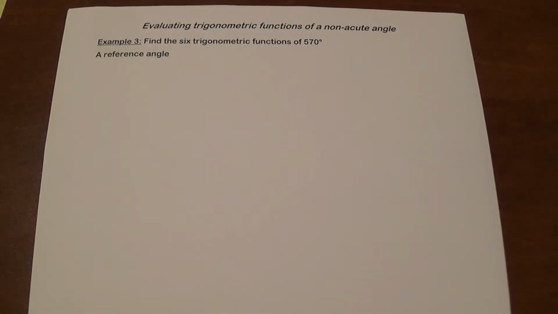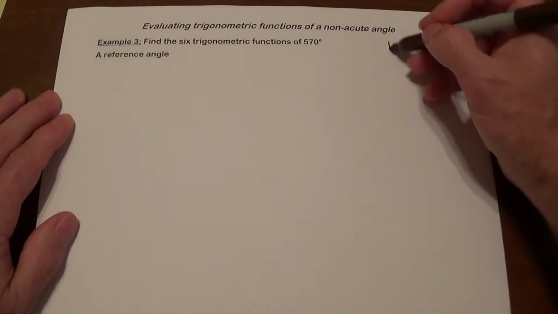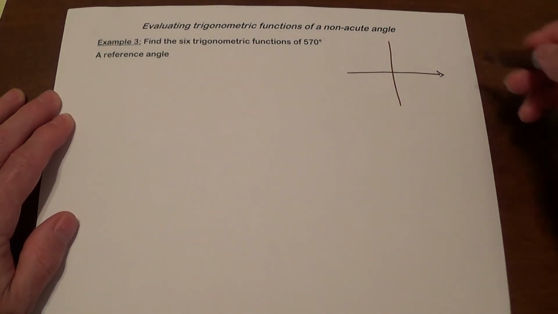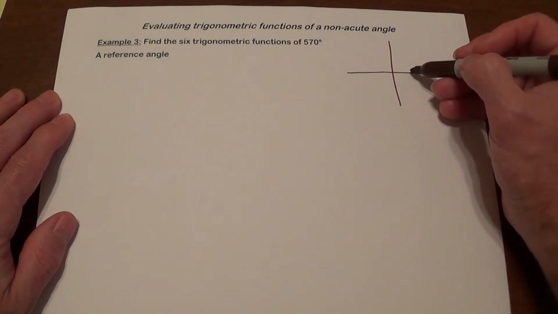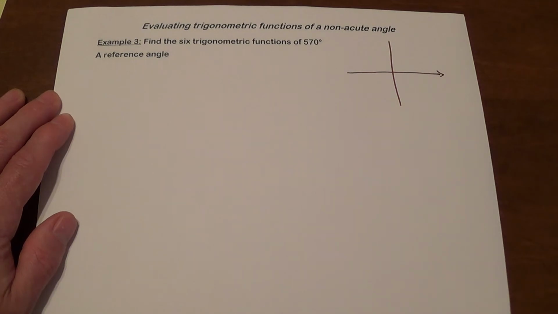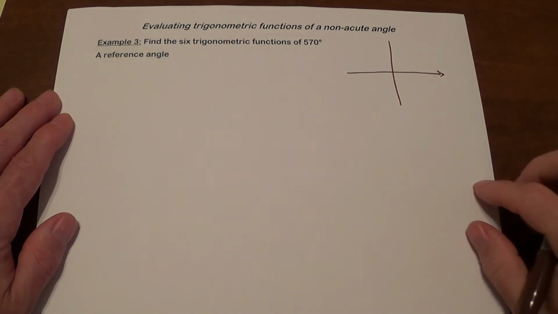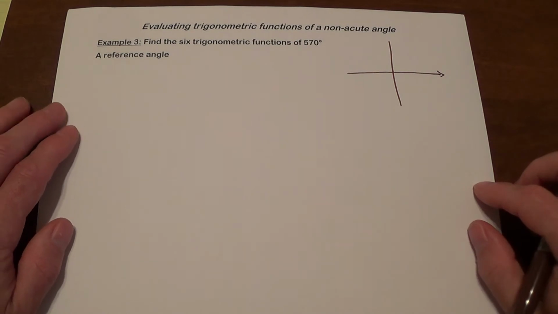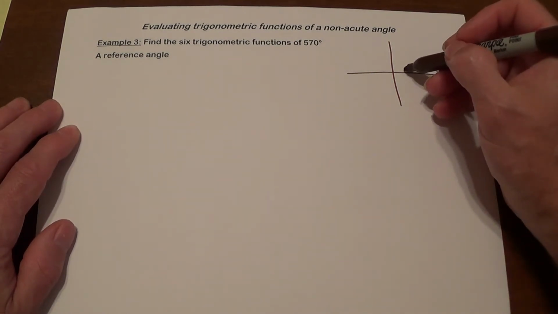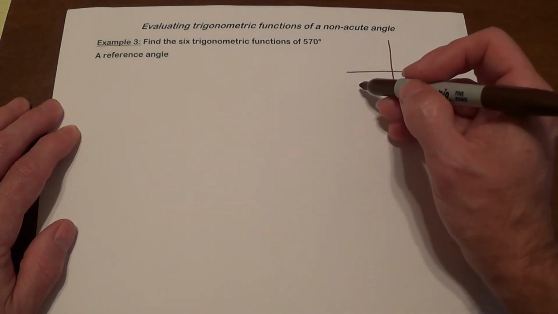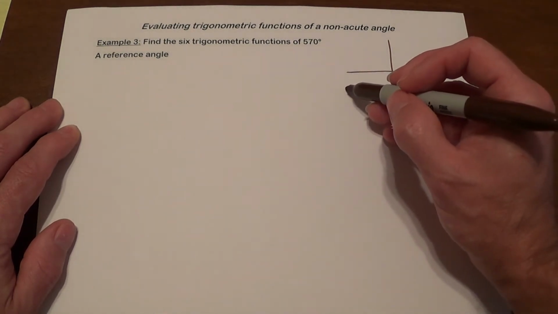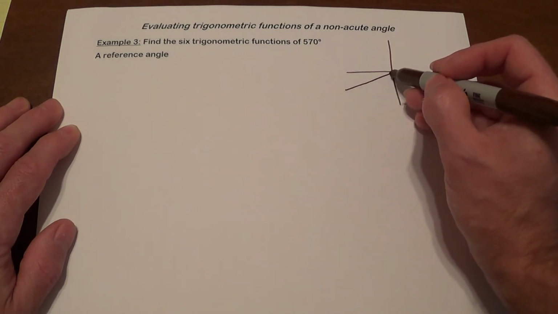570 degrees. Whoa, we're gonna have to go beyond 360 with that. So 360 will be a full revolution, right? And then you're gonna have to go another how many degrees? That's gonna be another 210 degrees, correct? So we're going full revolution, that's 360, and 210, so that's 180. So that angle is gonna end up being right here, right? Because that's 180 and 30 more.